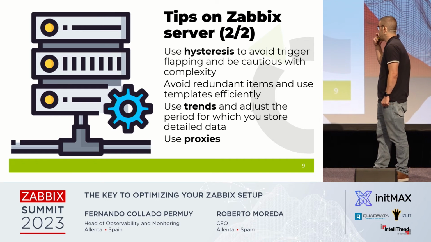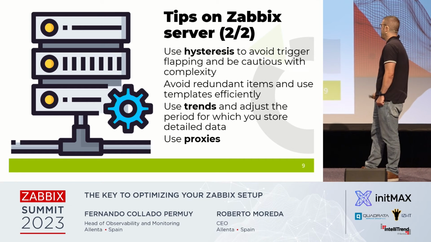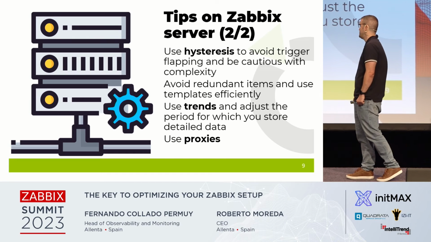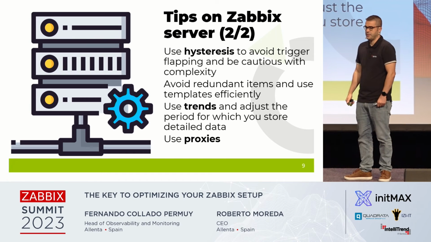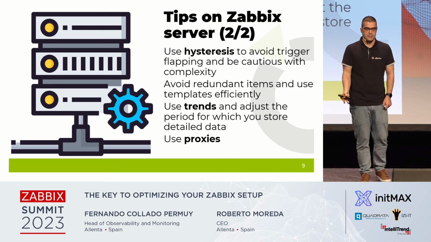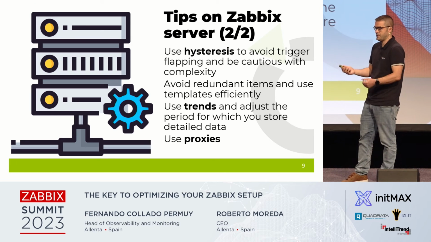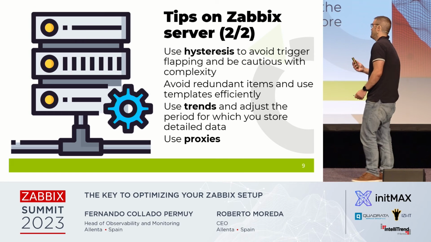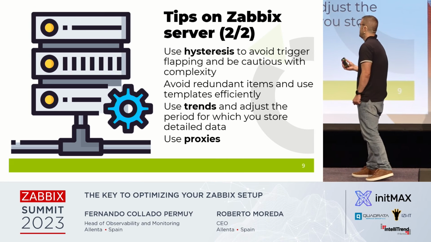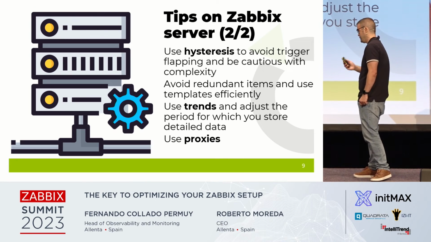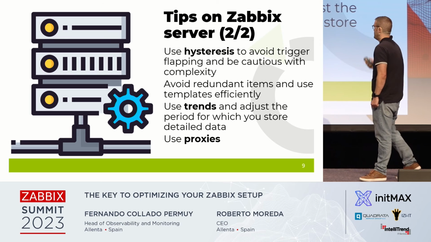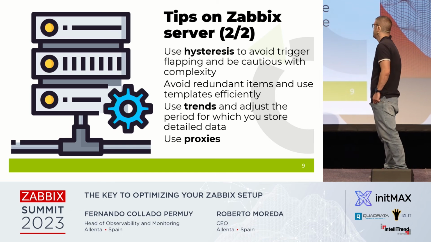Okay, another very important thing is, if you are in the latest Zabbix versions, use trend triggers. Trend triggers tend to use less data because trends are usually smaller, and most of the time it's useful to use trend triggers to avoid having to get a lot of data from the database to calculate an average. The average value is already in trends.